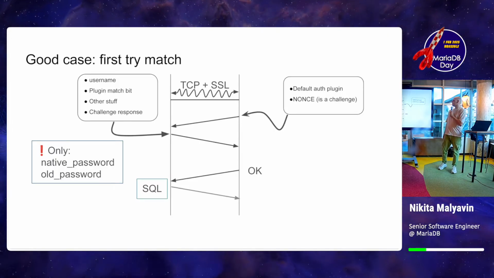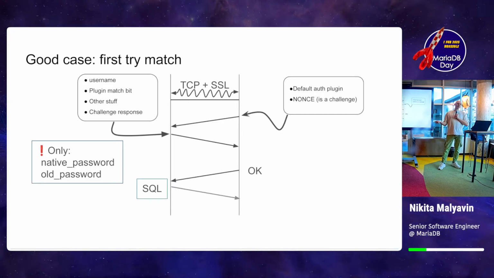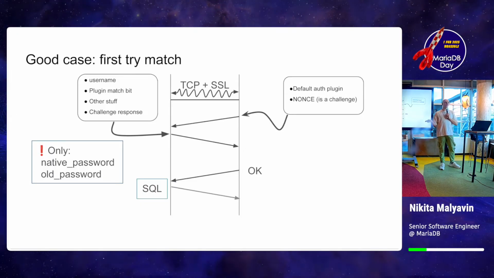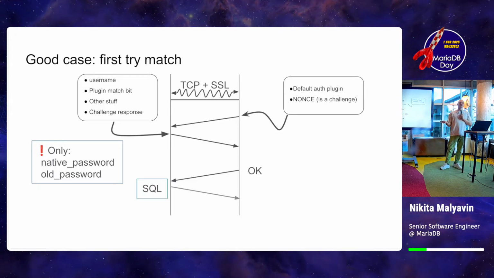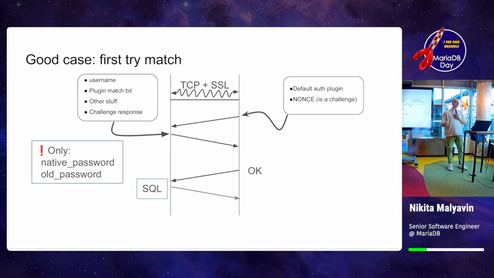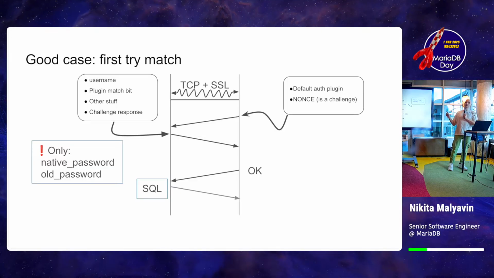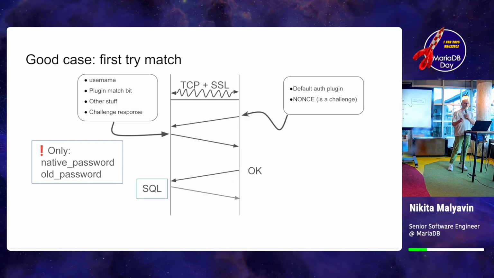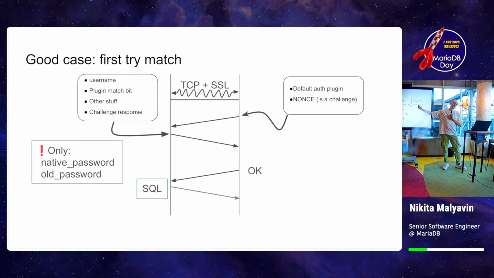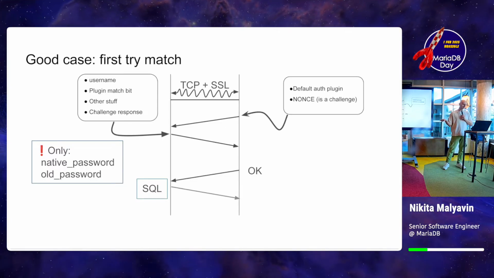But anyway, in a good case, there is just a single round trip. This is an optimistic case where the default plugin matches the plugin that is provided by the client. The user supplied the password, and the authentication happens in a single round trip. Everything like challenge response, username, they are batched into a single TCP packet.